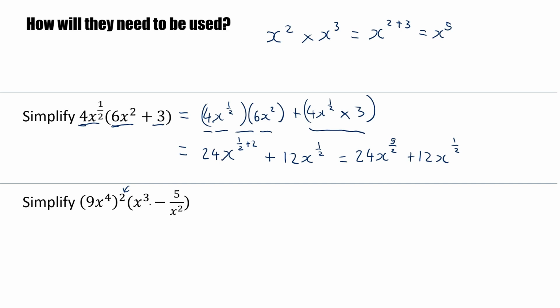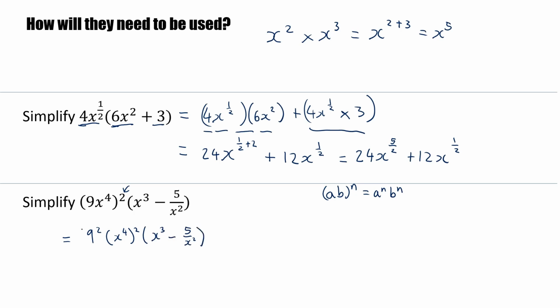So this is going to make use of that index law we talked about earlier, which is that if we have (ab) to the power of n, it's a to the power of n, b to the power of n, and therefore we're going to apply that power of 2 to both the 9 and the x to the power of 4. So that means we're going to say it's 9 squared, and then we're going to have x to the power of 4 all squared. And then because we haven't done anything to the other bit yet, we just rewrite it as is.